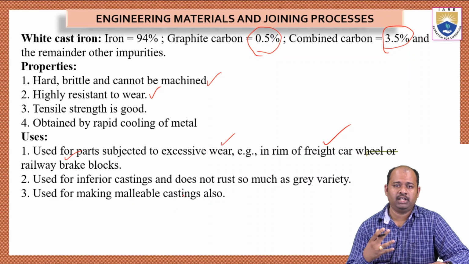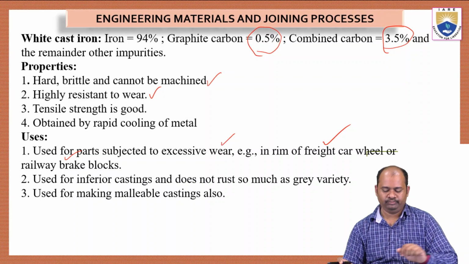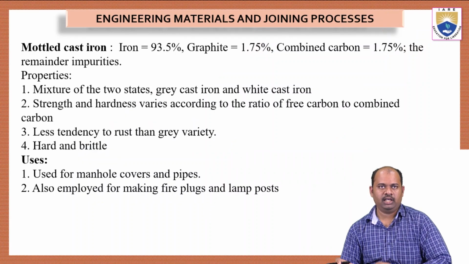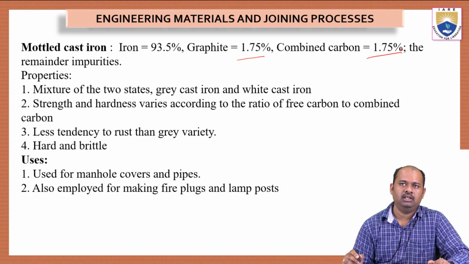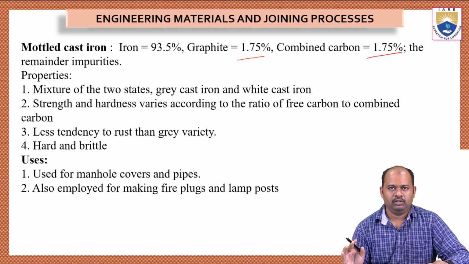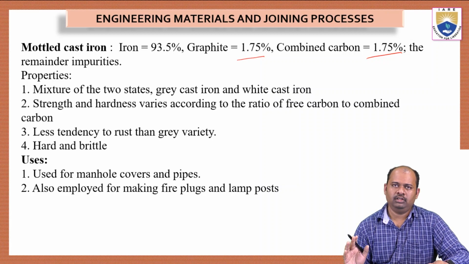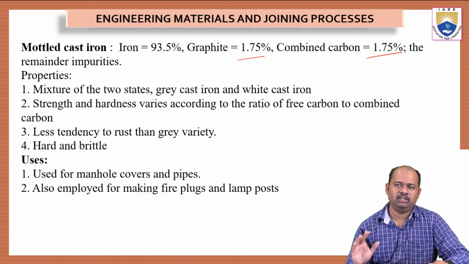Whenever there are malleable castings, for preparing them we have to use some kind of die. Those dies are made up of this white cast iron. Now we are going to see another type of cast iron, that is mottled cast iron. Here the graphite percentage is about 1.75 and the carbon percentage is about 1.75. Totally, the total carbon percentage is 3.5%.